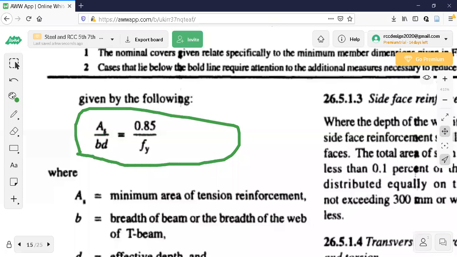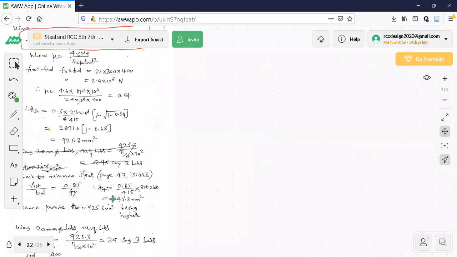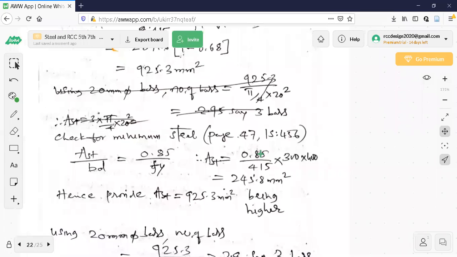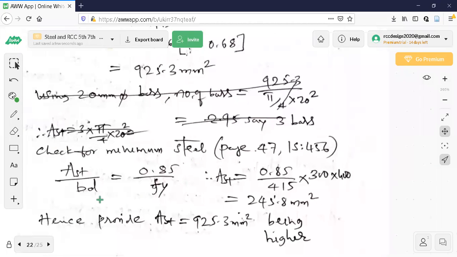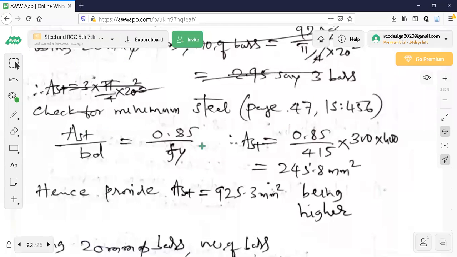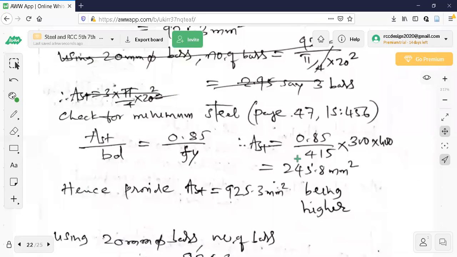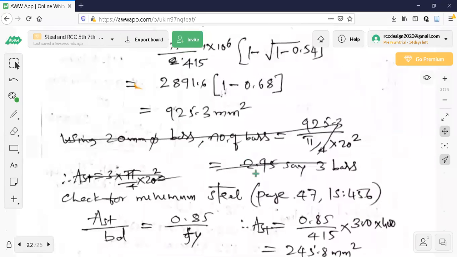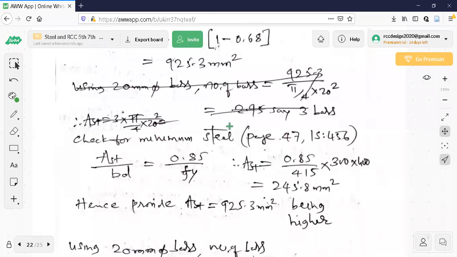Okay. Observe this one. Same thing I have written in the notes. What I have done is first calculate AST, then calculate AST minimum using that formula, AST by BD equal to 0.85 by FY. Substituting all the values except AST, I got AST as 245.8. Now compare these two numbers, 245.8 and 925.3. Whichever is more I should use. Out of these two, 925.3 is more here. I am going to use that as the AST value.